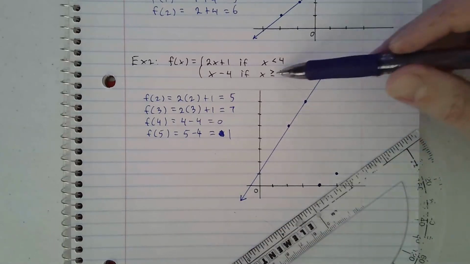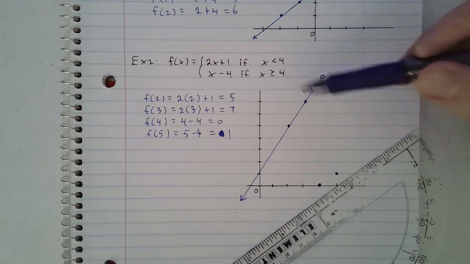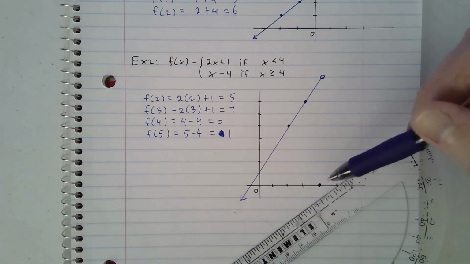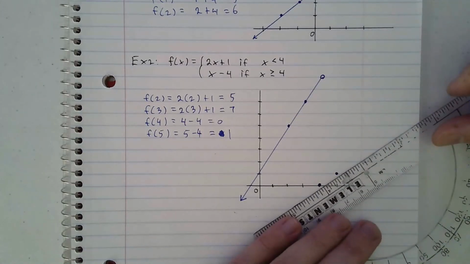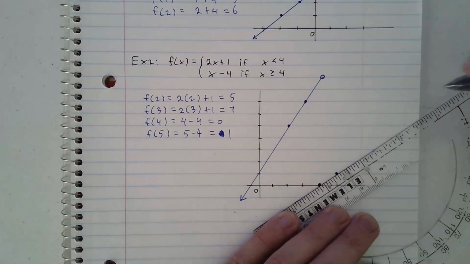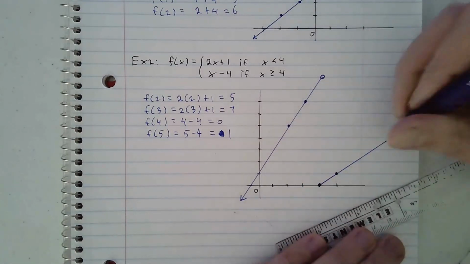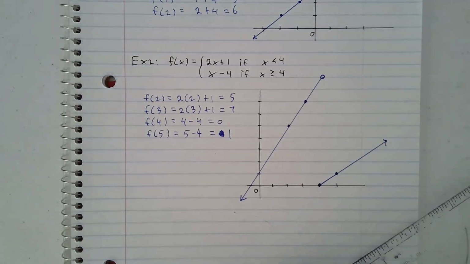And remember it says x is greater than or equal to 4. So it's not going to go like down to the left. It's going to go to the right of 4. Okay, so that's how you graph piecewise functions.